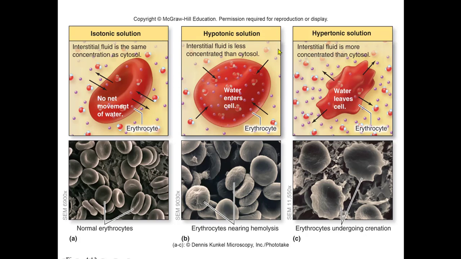Then hypo is the one that I said, remember hippo. So hypo, hippo, water goes in, causes the cell to swell, and eventually edema, and then lysis, it will pop. Then in hypertonic, the water will leave the cell and the cell will shrivel up, called crenation. That's why pictures are so important.